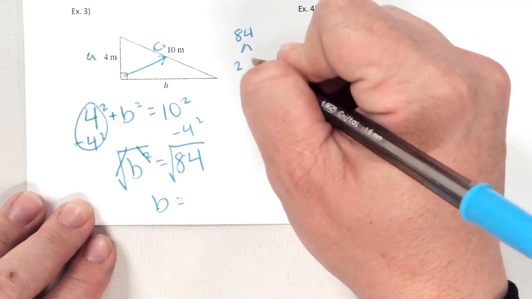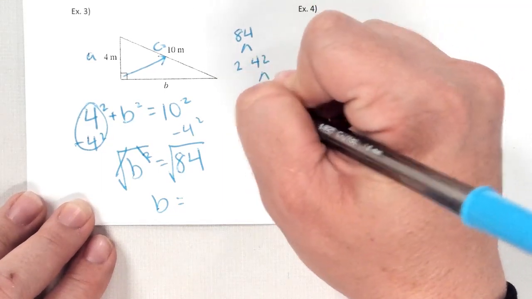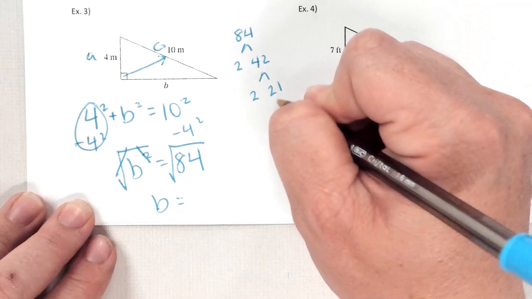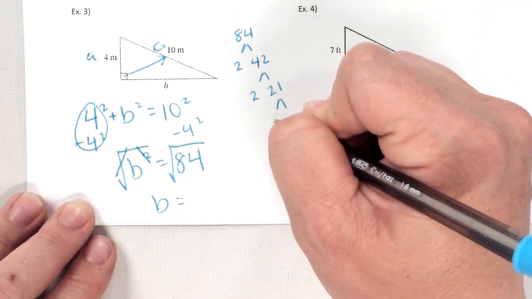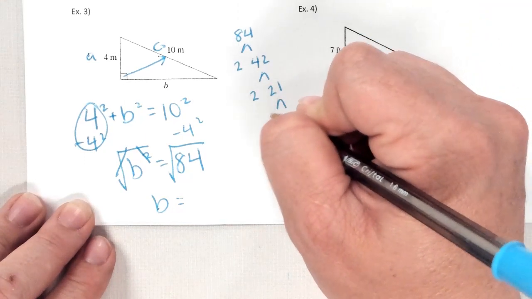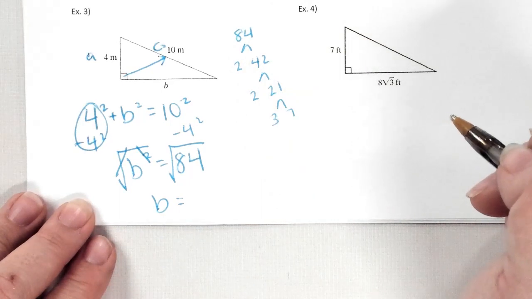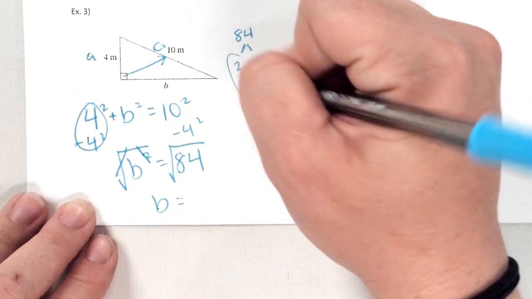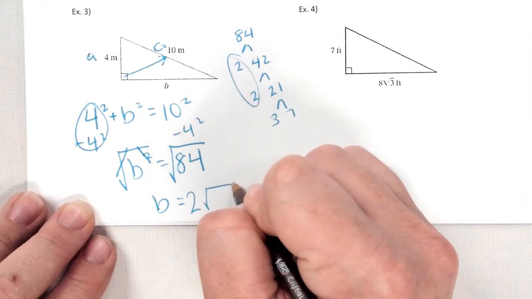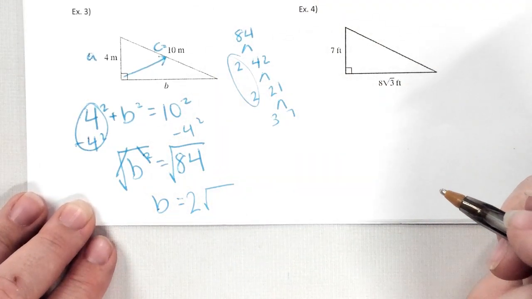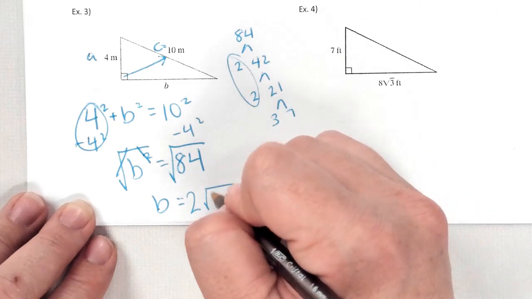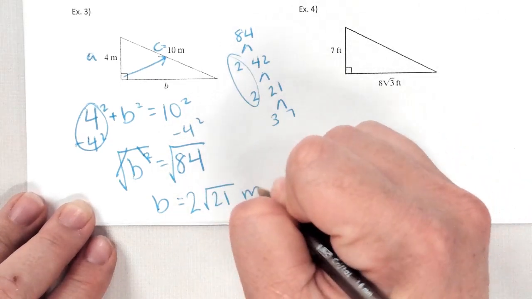So 2 goes into 84 42 times. 2 goes into 42 21 times. 2 does not go into 21. What goes into 21? 3 and 7. So what matches? 2 and 2. So I get to take a 2 out, and what goes back in the house? 3 and 7. What's 3 times 7? 21. And then we label it.